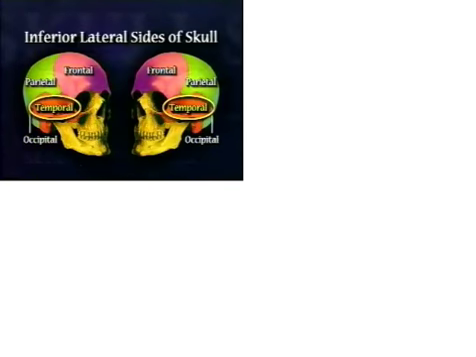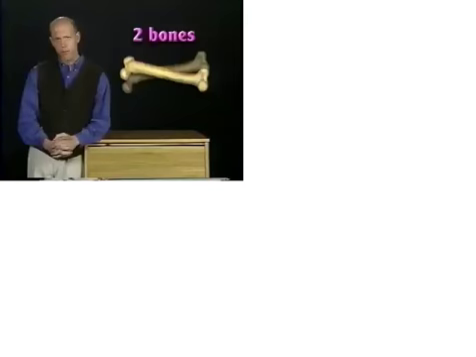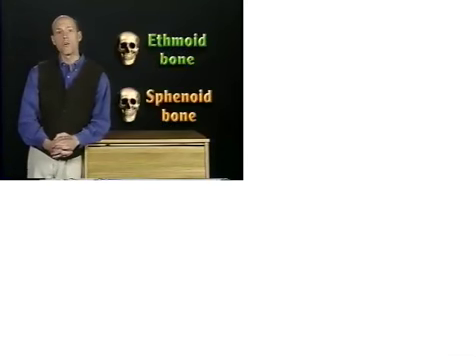These bones form the inferior lateral sides of the skull at your temples, just over your ears and below the parietal bones. Remember, inferior means lower, and lateral means outer side of. So the temporal bones form the lower, outer side of your cranium. There are also two bones found at the anterior base of the cranium. These are the ethmoid bone and the sphenoid bone.